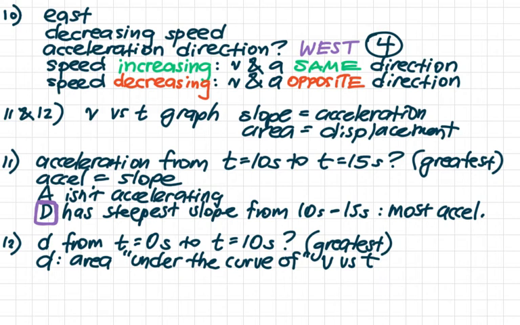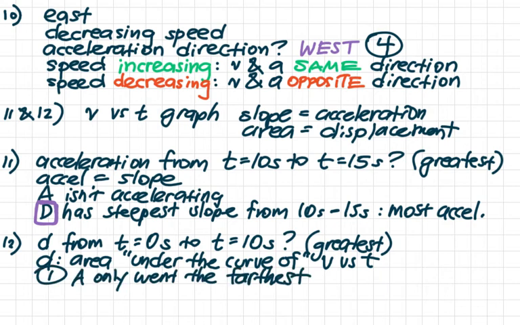And if this was a race over the fixed distance, A would have won. So anyway, 12 is A because it has the most area under the curve. 11 and 12. All right, let's move on.